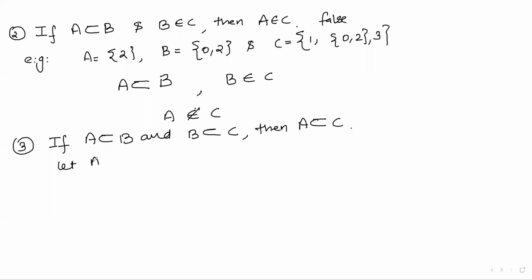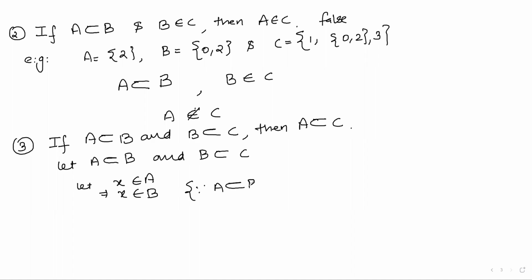Let A be a subset of B and B be a subset of C. Let X belong to A. This implies X also belongs to B, because A is a subset of B. This implies X belongs to C, because B is a subset of C. Therefore, A is a subset of C. The value of X which belongs to A also belongs to B and also belongs to C. So the value which is present in A is also present in C. That's why we say that A is a subset of C.